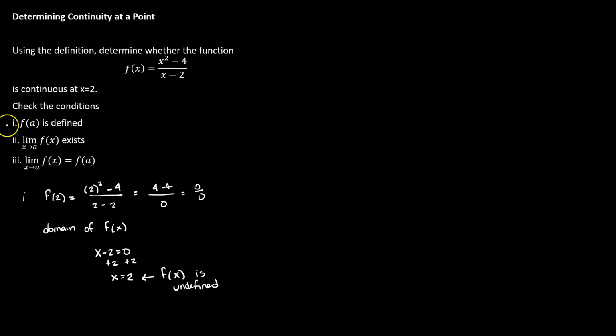So the first condition is already not met, which means this function is not continuous at x equals 2. We could go on to check that the other two conditions are met, but all that matters is that one of them failed. One of them failing is enough to say the function is not continuous. So it's not necessary for us to check the other two conditions.